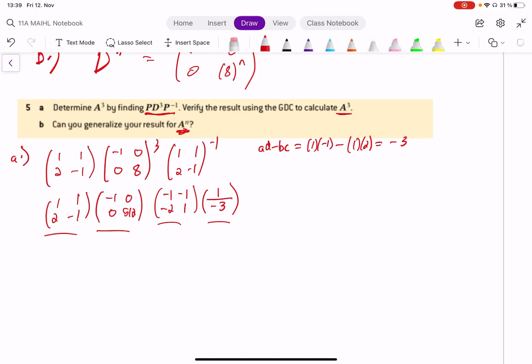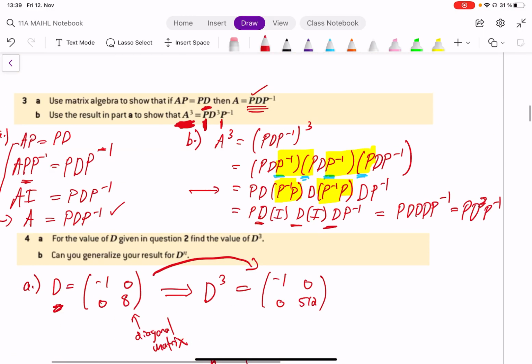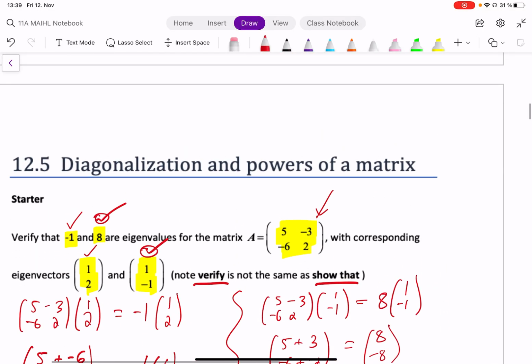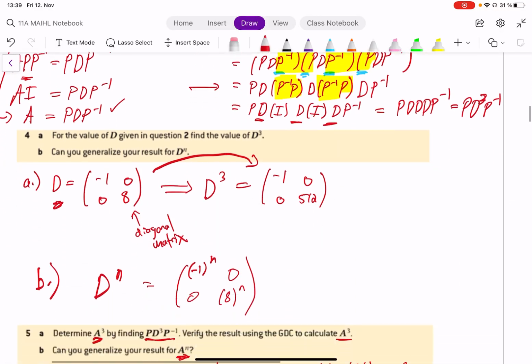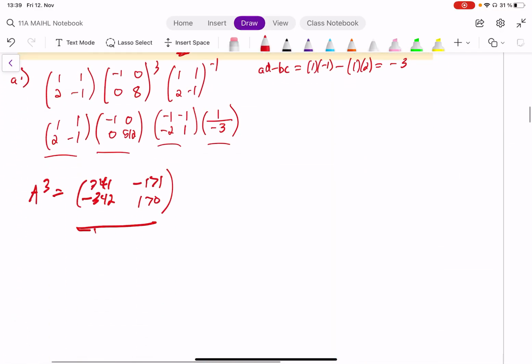And so if we do that, we'll see we get A to the third is going to be 341, negative 171, negative 342, and 170. Right, and we could confirm that in the calculator. We could just say, hey, let's take our A value, whatever our A value was, which we got from the very beginning. Let's raise it to the third, and you'll see you get the same thing as this. So we can confirm it that way.